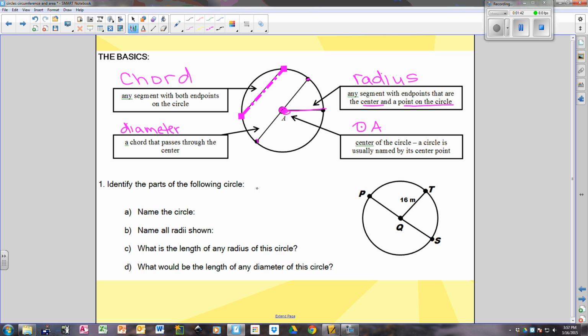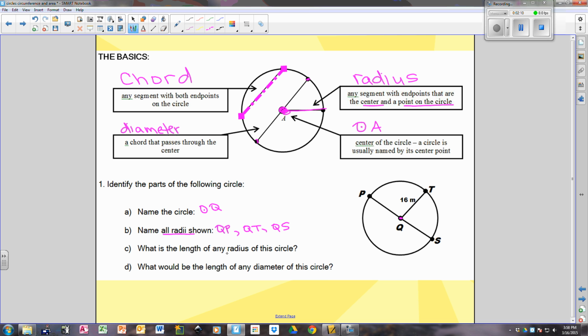So now identify the parts of this circle over here. So if we're going to name this circle, the center is here. So this would be circle Q. So I would use the symbol for a circle, and I would say circle Q. Name all the radii. So QP, QT, and QS.